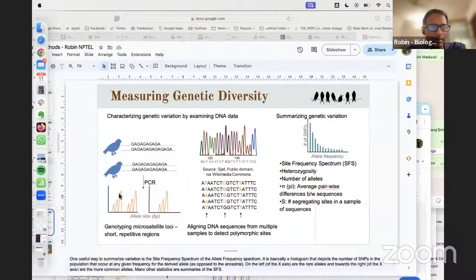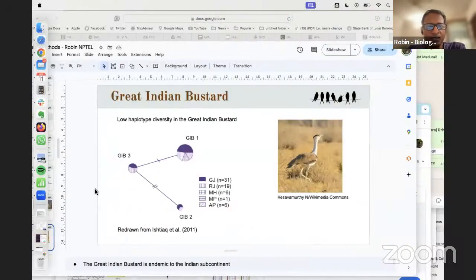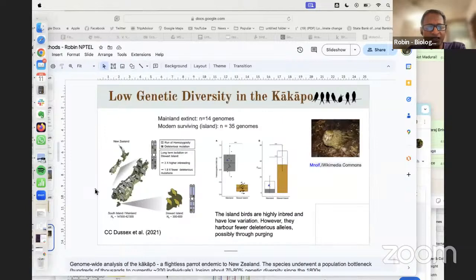Let me just explain this thing to you, the Kakapo story. Where is that? I think, yeah, that's the Kakapo. So the point about Kakapo is that there are very few individuals remaining, and a lot of organisms.